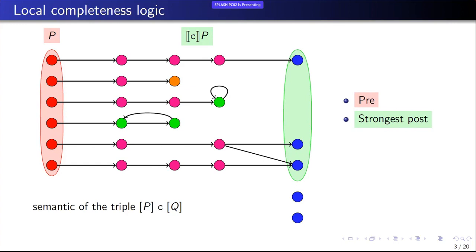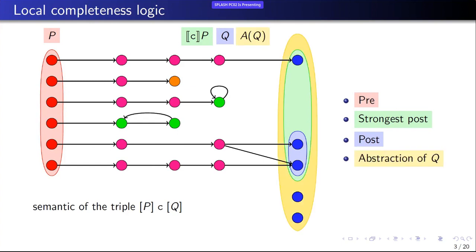Back to the local completeness logic. We can derive triples of the form P, C, Q. The semantics of the local completeness logic is that the postcondition Q is an under-approximation of the strongest postcondition. This logic is also parameterized by an abstract domain, and in particular, we can derive an abstraction function. I will be more formal in the next slide. The abstraction of the postcondition is instead an over-approximation of the strongest post. So the strongest post is bounded between A of Q and Q.